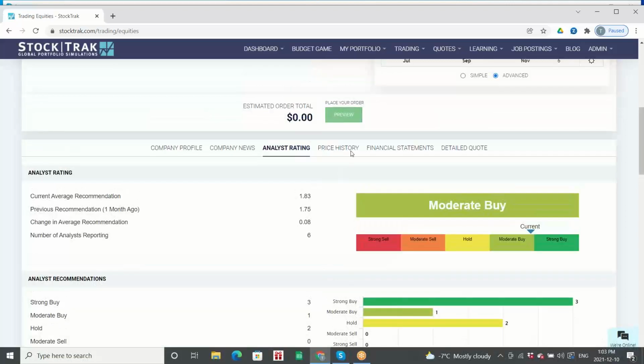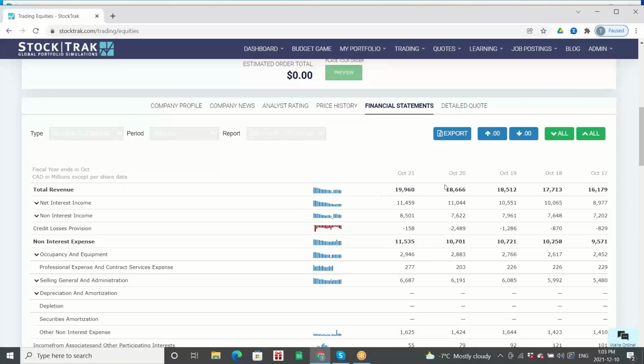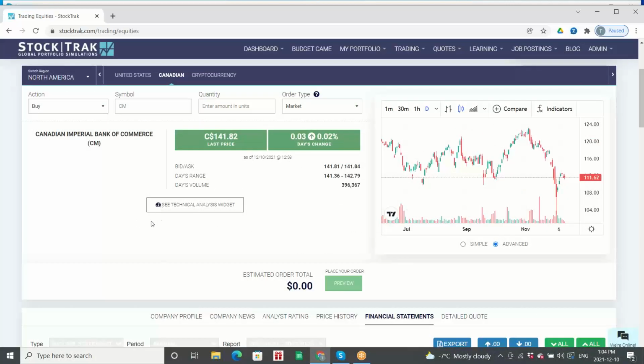We can also look at price history. We can look at financial statements, and these are all exportable. I believe we go back 11 years, so we can export that. We can look at income statement, balance sheet, cash flow, and reporting period. So this is really great for all of those students that want to get a little bit more information. I personally like Canadian Imperial Bank of Commerce. I like buying stocks which pay a dividend, and I like to have my portfolio diversified. So I think this is a buy.